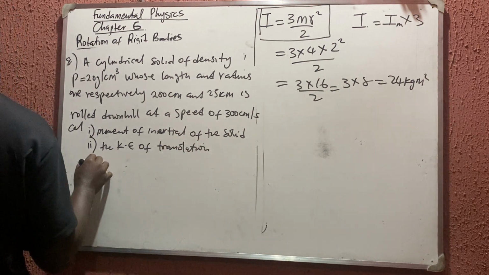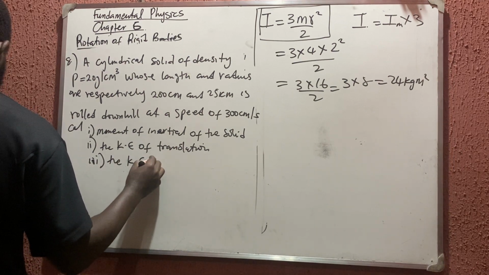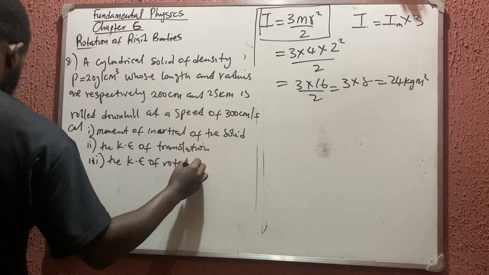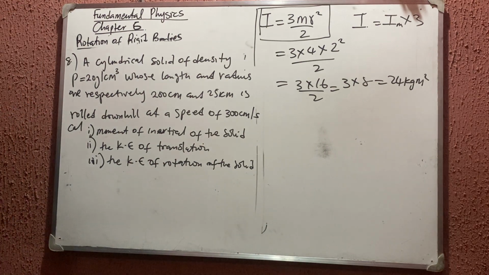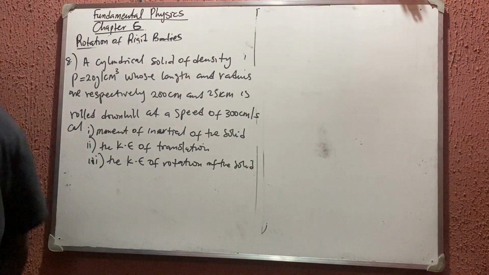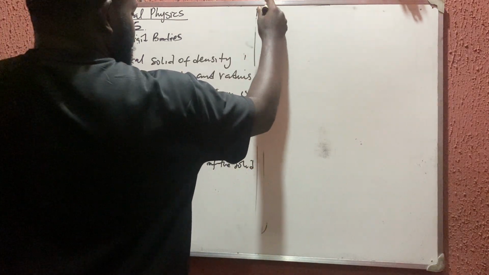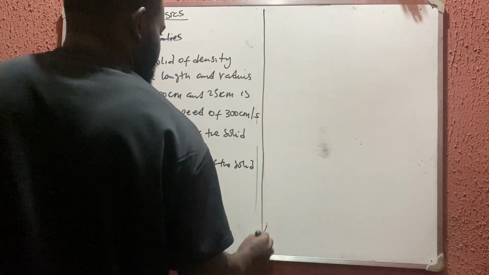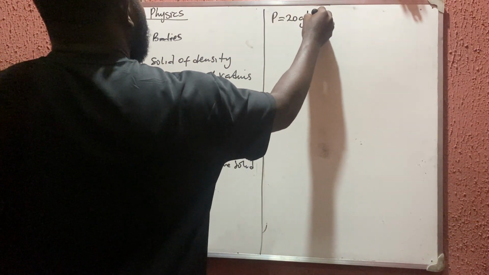So I'm going to have the kinetic energy of translation, and the kinetic energy of rotation of the solid. Now from here, let us write out what we are given. First of all, we are given the density. They say that the density P is equal to 20 gram per cm cube.